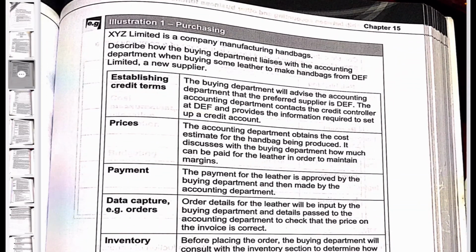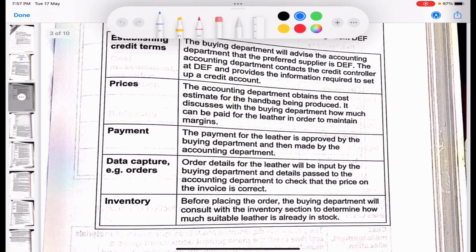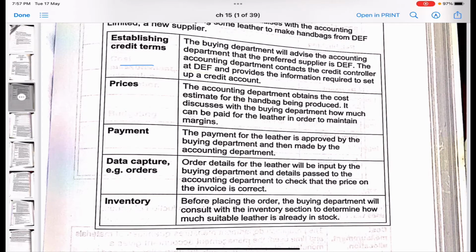Illustration 1. How does the buying department liaise with the accounting department when buying some leather to make handbags from DEF Limited? Now we are going to discuss this more practically, how it works. For example, for buying some leather to make handbags, our business makes handbags. So first thing is establishing credit terms. The buying department will advise the accounting department that the preferred supplier is DEF.